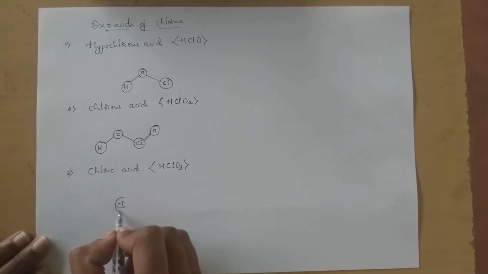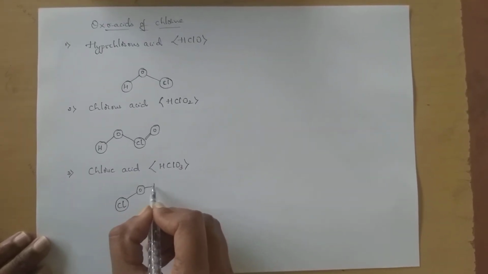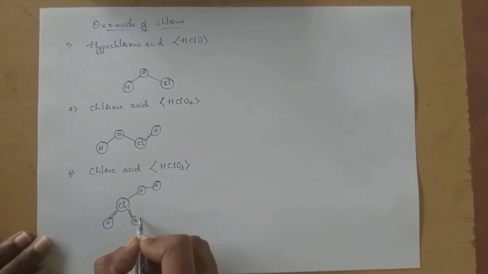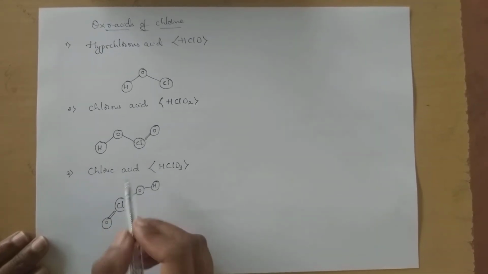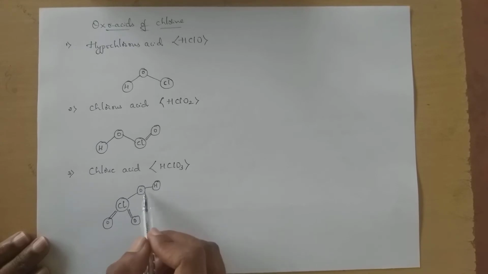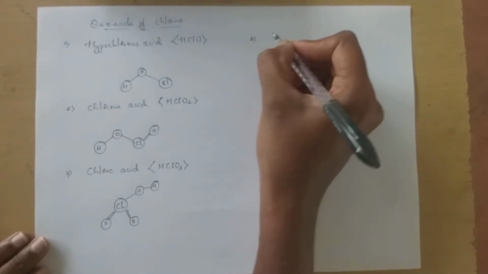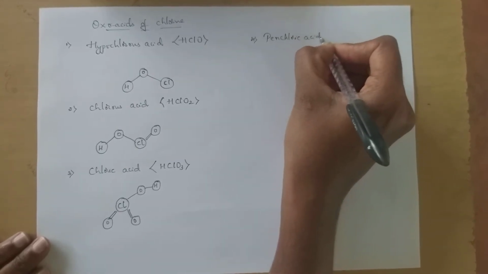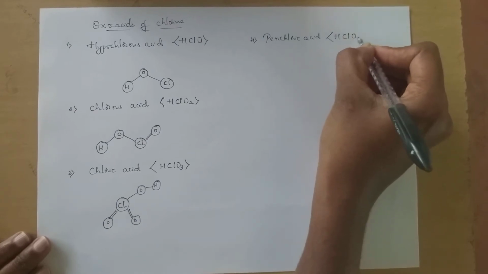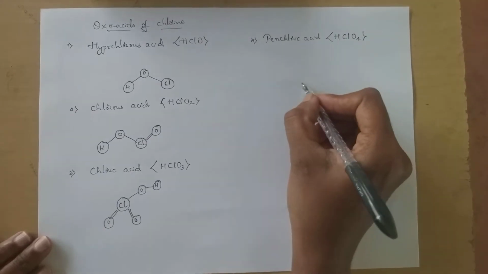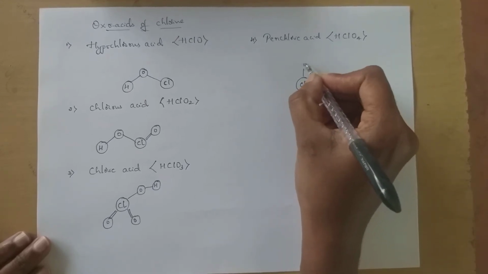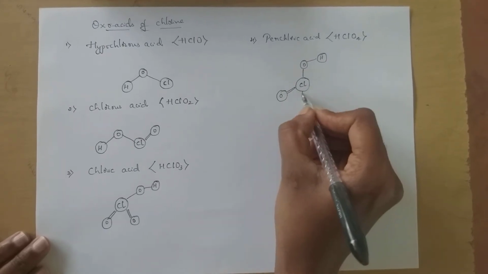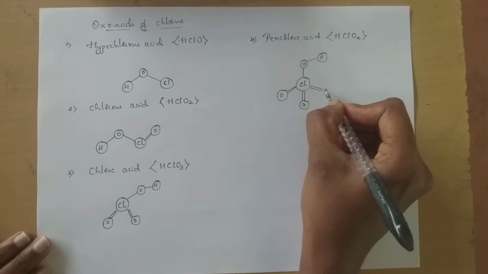HClO3. So Cl, O, H, double bond O, double bond O. So this is chloric acid, HClO3. Then we have perchloric acid, that is HClO4. So the structure is ClOH, with 3 double bonded oxygen atoms.